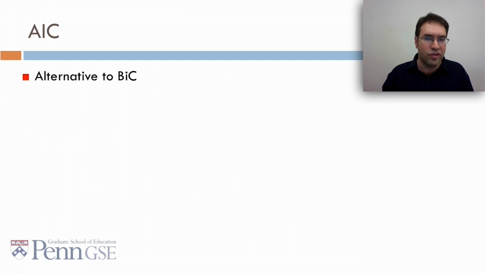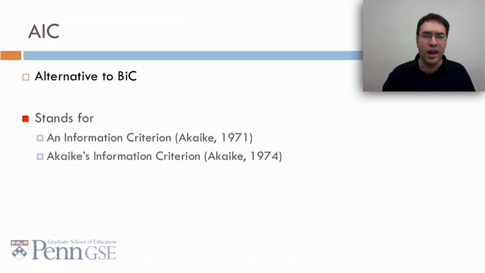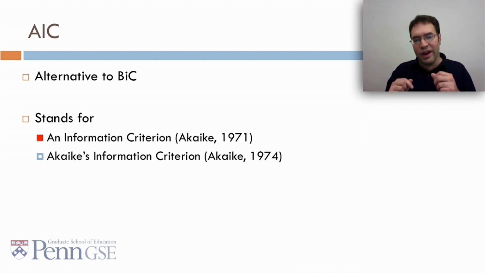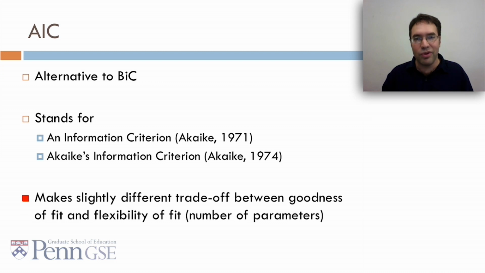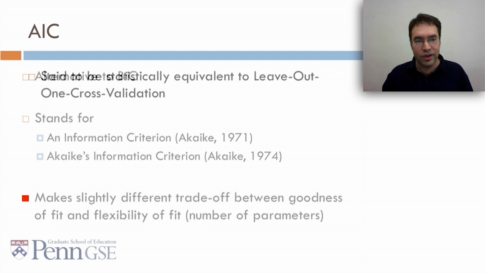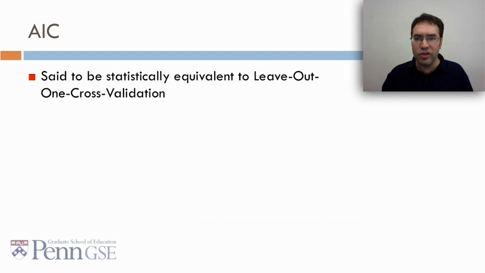AIC is an alternative to BIC. AIC stands for, first, An Information Criterion, Akaike 1971, and later, and somewhat modestly, Akaike's Information Criterion, Akaike 1974. It's nice when you're the one who invents the method. You can name it after yourself. Akaike's information criterion makes a slightly different trade-off between the goodness of fit and the flexibility of fit. It's said to be statistically equivalent to leave-one-out cross-validation.